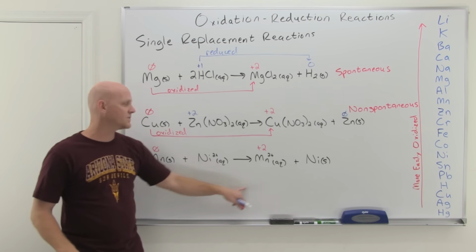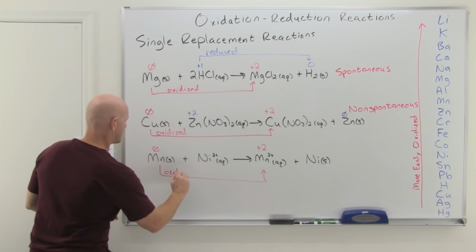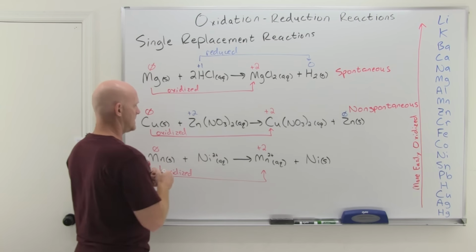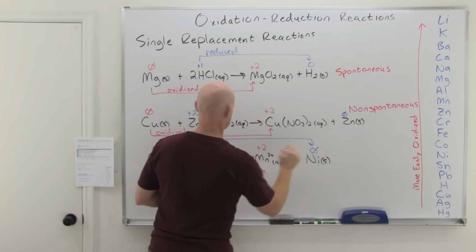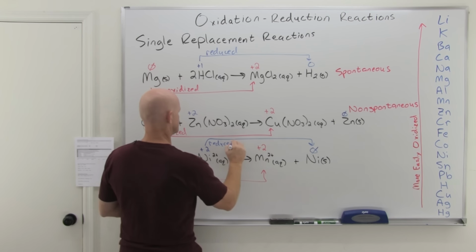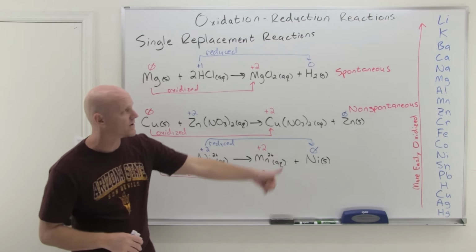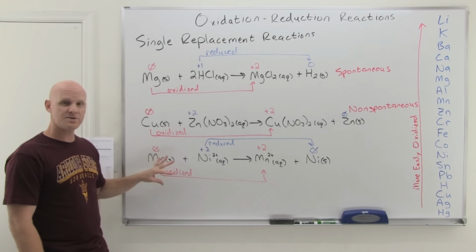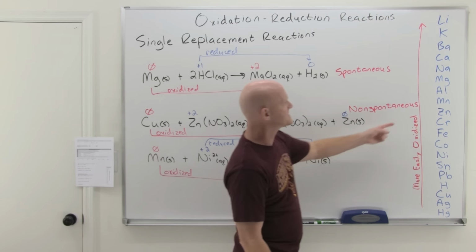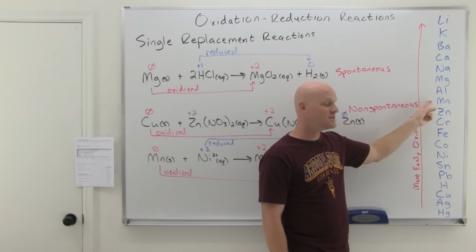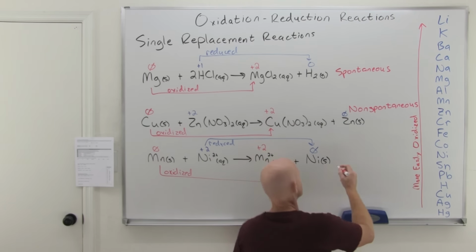And so manganese is going from 0 to +2. It is the species getting oxidized, where it's the nickel that's getting reduced and going from +2 to 0. And again, the species getting oxidized has to be the species that's more easily oxidized and higher up on the activity series. So what we're saying is that for this reaction to be spontaneous, manganese has to be higher on the list than nickel. And in this case, manganese is right here, nickel's right here. Manganese is indeed higher on the list than nickel, and this reaction is going to happen. It is going to be spontaneous.